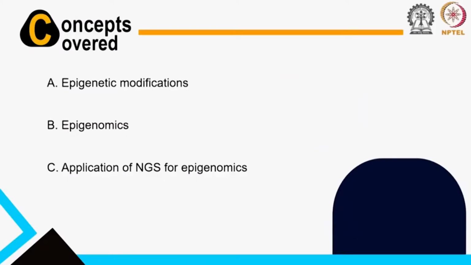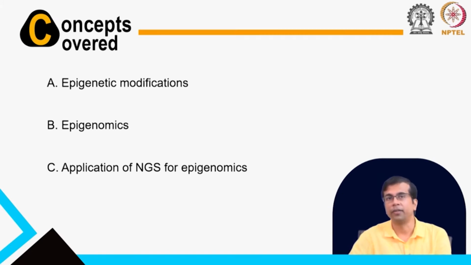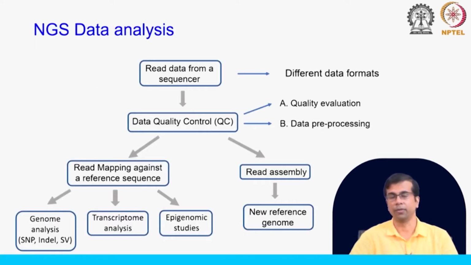So, we will mostly talk about epigenetic modifications, because it is important to understand what modifications we are looking at or what modifications we want to identify using the NGS methods. We will talk about epigenomics, and then briefly introduce this application of NGS for epigenomics, and in the subsequent classes we will actually expand on this application part a lot more. So, these are the keywords for this class: DNA methylation, histone modifications and nucleosomes.